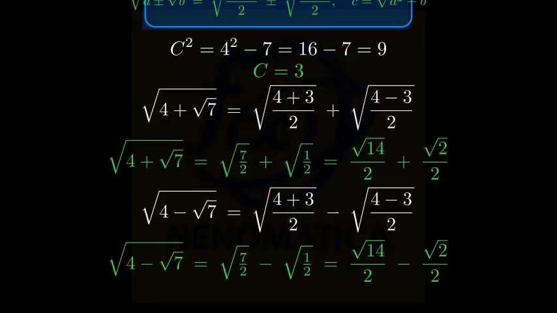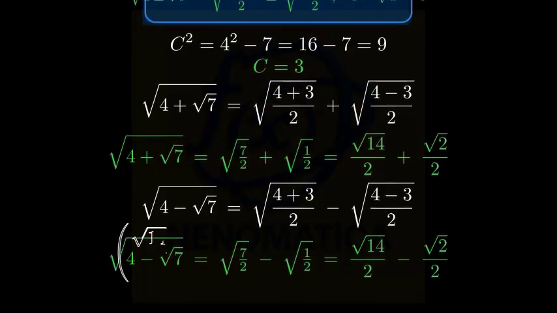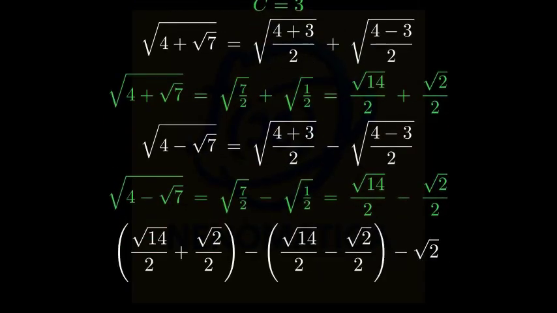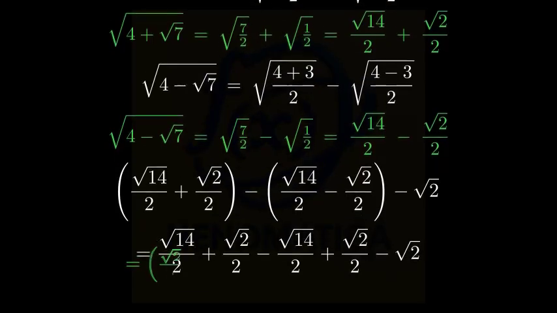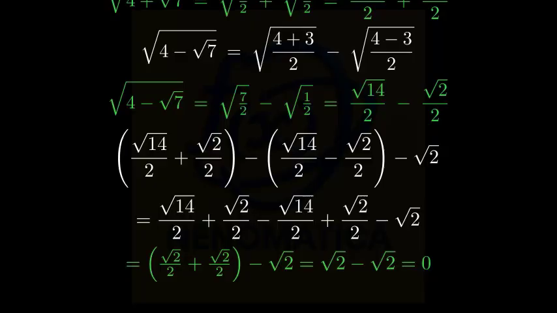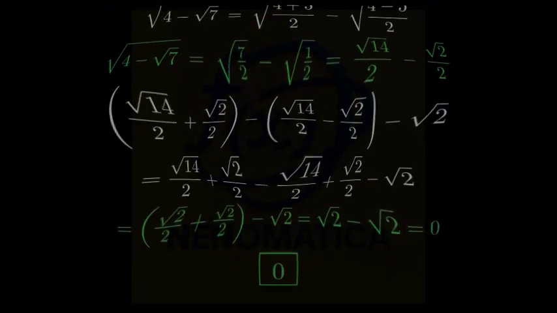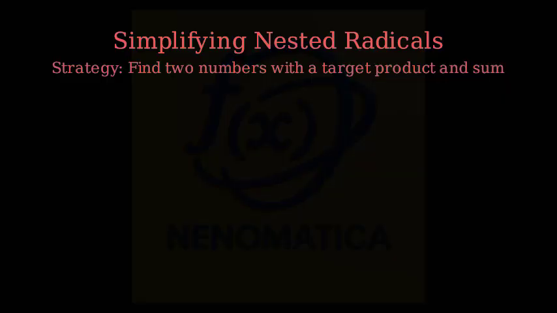Now substitute both results into the original expression. We have (square root 14 over 2 plus square root 2 over 2) minus (square root 14 over 2 minus square root 2 over 2) minus square root 2. Distribute the minus sign and combine like terms. The square root 14 terms cancel. The remaining is a half square root 2 plus a half square root 2 minus 1 square root 2, which equals 0.